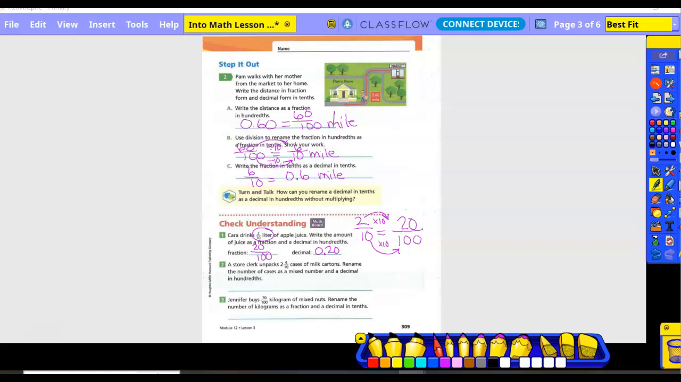Now, what if I was writing that in tenths? What would I write? 0.2. Number 2, a store clerk unpacks 2 and 4/10 cases of milk cartons. Rename the number of cases as a mixed number and a decimal in hundredths. So let's circle what we're using. What are we using? 2 and 4/10. Oh, something I noticed we forgot up here was a what? Label.